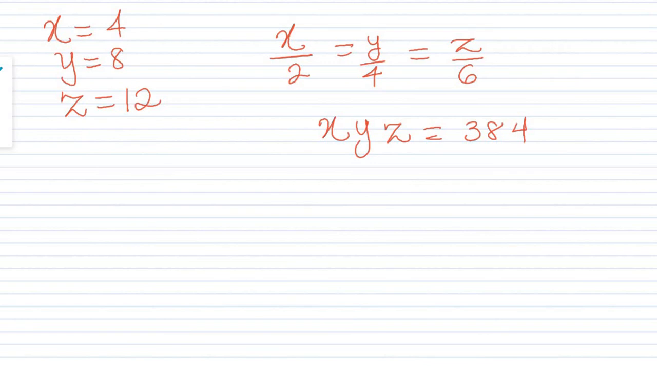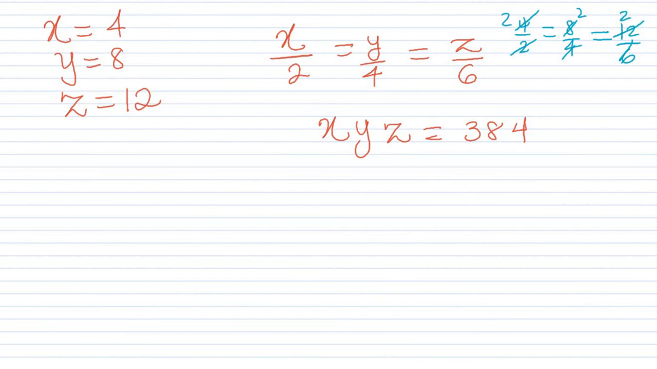x over 2 is the same thing as 4 over 2, equals y over 4, which is the same thing as 8 over 4, okay? And z over 6 is the same thing as 12 over 6. All three of these are going to give us a value of 2. So the first equation checks fine.